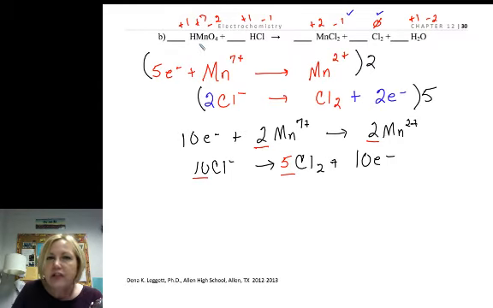2Mn7 plus. Ask yourself the question, is this the only place it showed up? And did all of it change? And the answer is yes. So I'm going to put a 2 there. Is this the only place it shows up on the left-hand side? Yes. But not all of it changed.